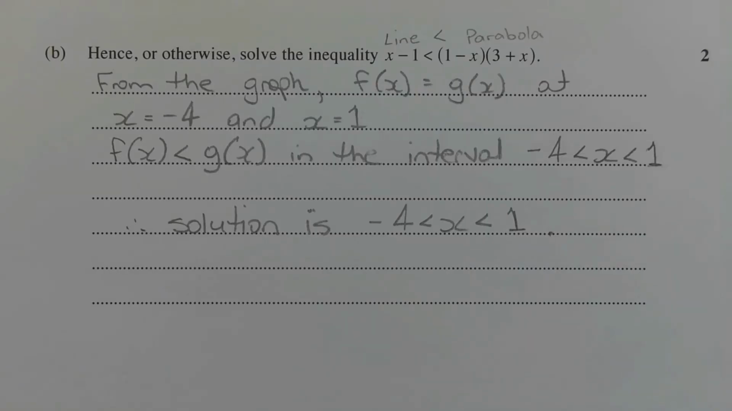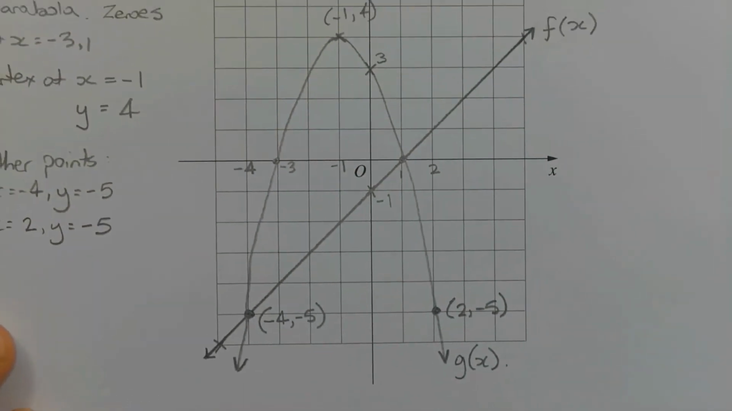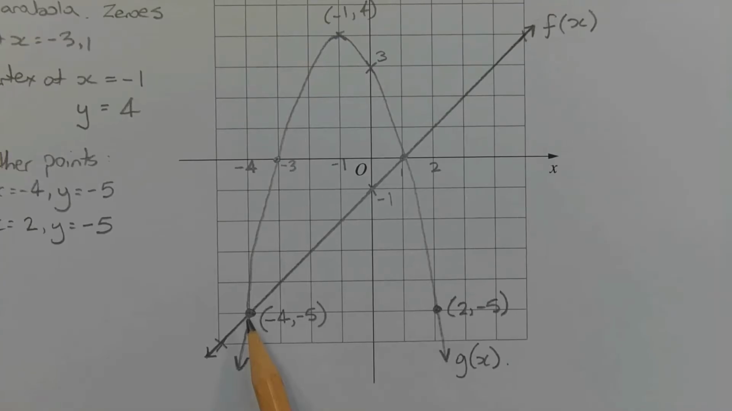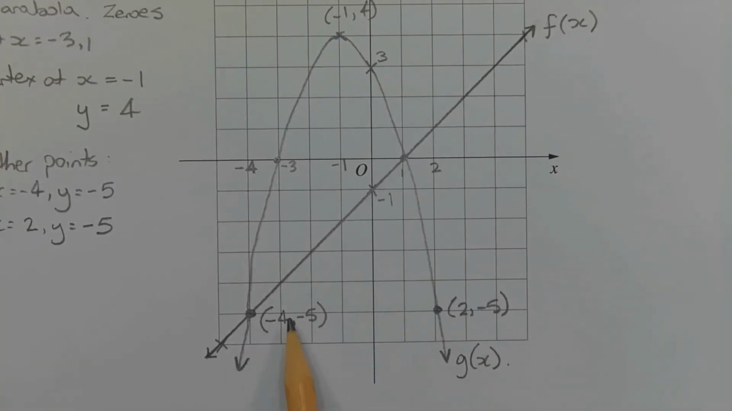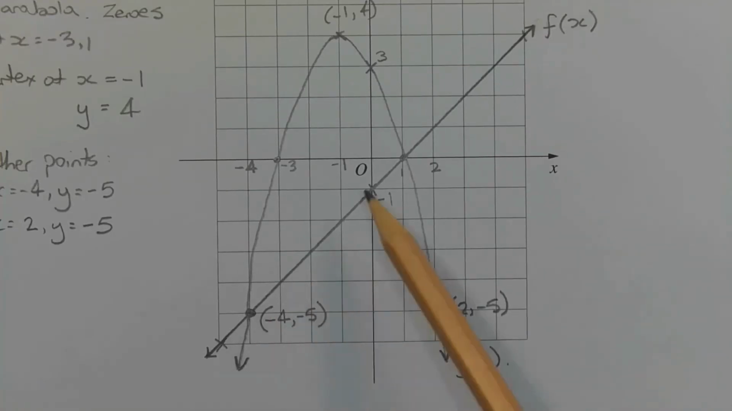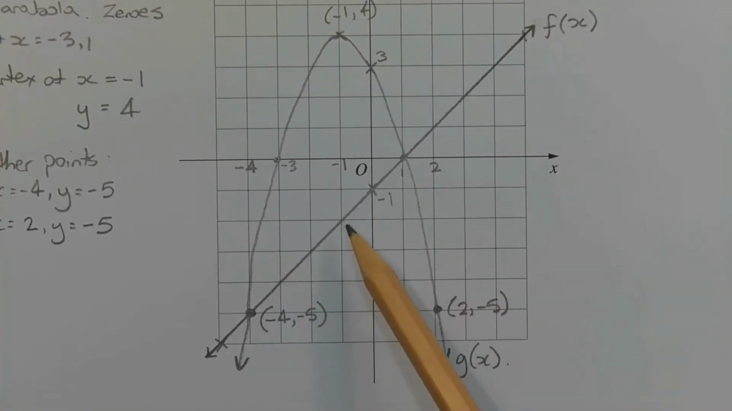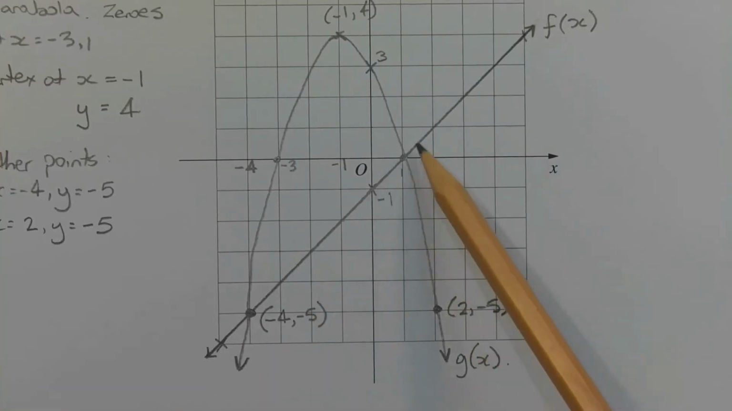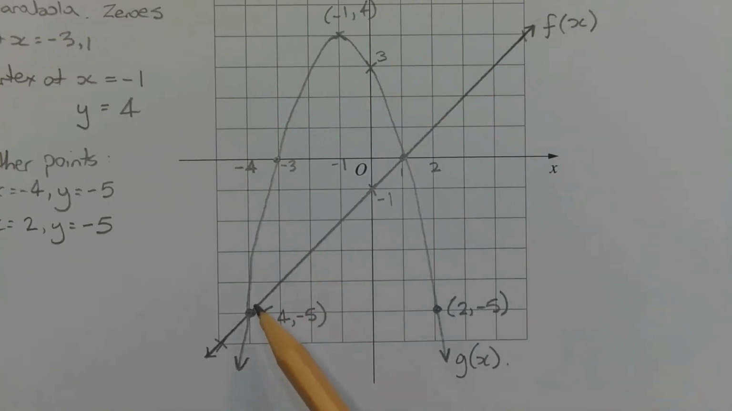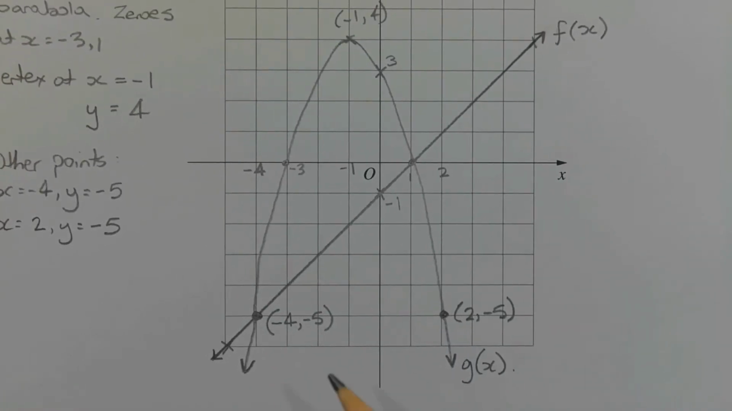in particular the x-coordinates. So from the graph, we can see that the line intersects with the parabola at x equals negative 4 and at x equals positive 1. Inside these 2 points, the line is underneath the parabola, and outside those 2 points, the line is above the parabola. But we're only interested in the values of x where the line is underneath the parabola. So clearly we can see that the solution is going to be values of x between negative 4 and positive 1, not including the endpoints.